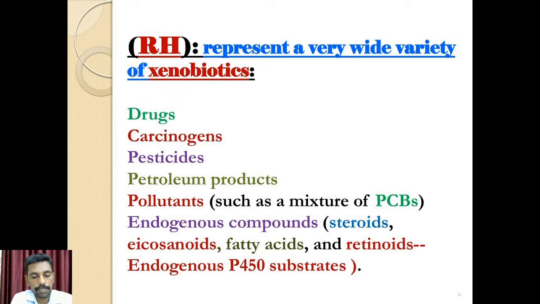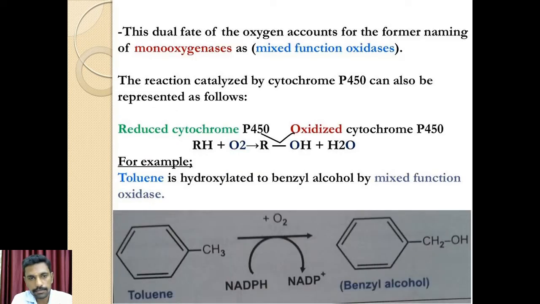The substrate RH represents a very wide variety of xenobiotics, which include drugs, carcinogens, pesticides, petroleum products, and pollutants like PCBs. Endogenous compounds such as steroids, eicosanoids, fatty acids, and retinoids are also substrates. These substrates are generally lipophilic in nature and are rendered more hydrophilic by the hydroxylation reaction. Cytochrome P450 is considered the most versatile biocatalyst known.